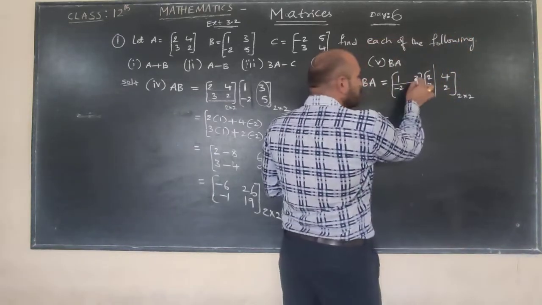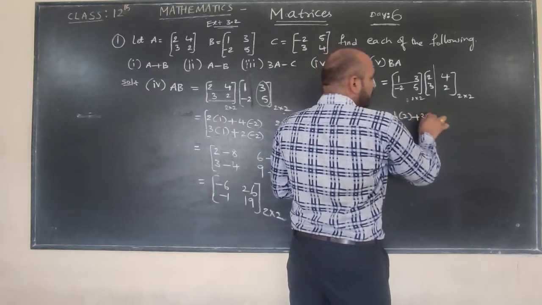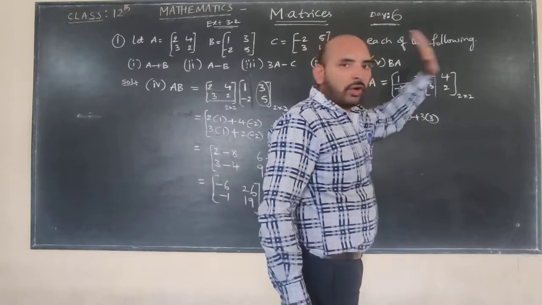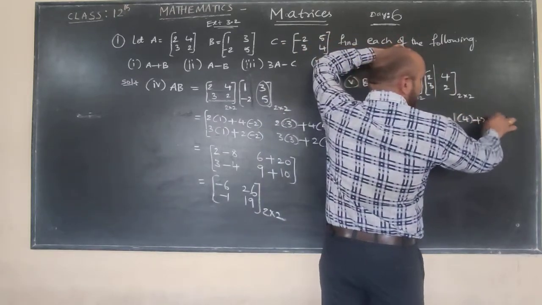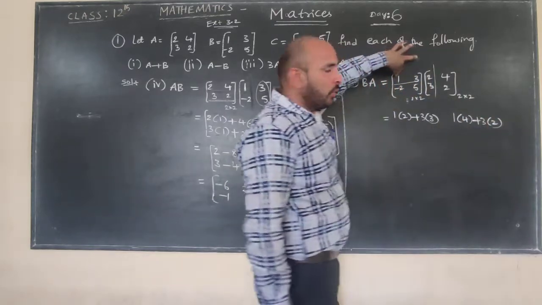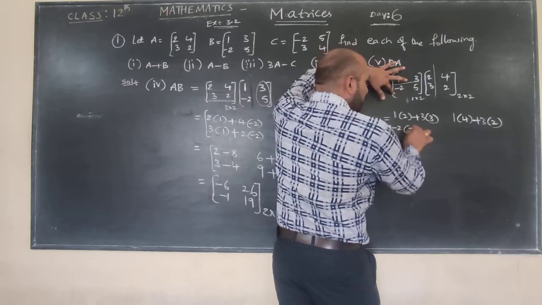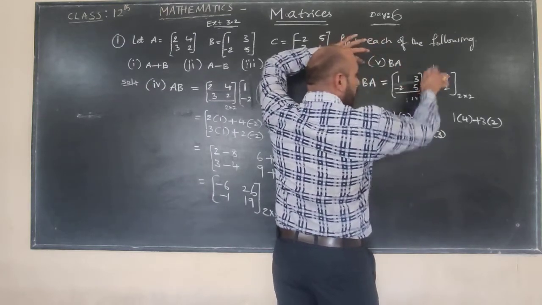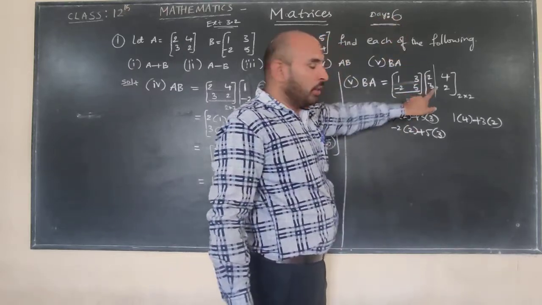So 1 into 2 plus 3 into 3. First row with first column over. Next one, first row with second column elements: 1 into 4 plus 3 into 2. Next coming to the second row with first column: minus 2 into 2 plus 5 into 3. Second row with first column elements: minus 2 into 2 plus 5 into 3.